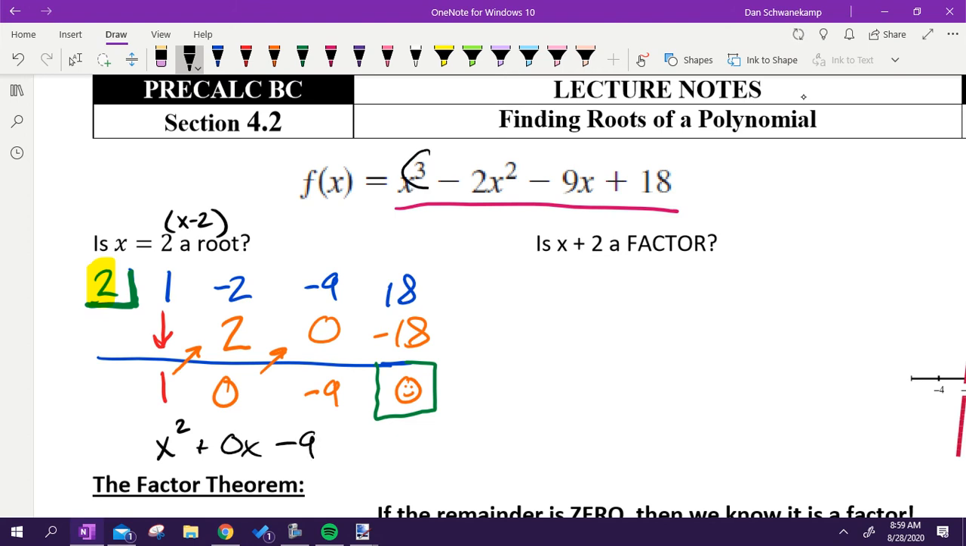It's 1 degree less than whatever we had before. We started with an x cubed, and I did synthetic division and got 0, so now that is an x squared. Okay? Or in other words, just x squared minus 9. What other answers am I going to get from x squared minus 9?